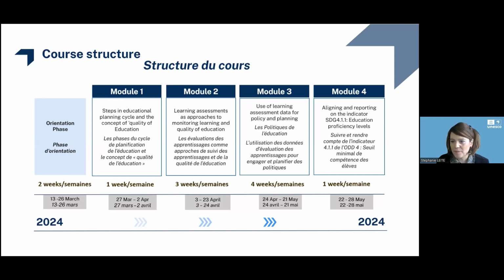So we'll give you an overview of the platform. We have 4 modules in this course. The first module involves looking at what are the steps in the education planning cycle and how to use the data. We're also going to talk about the notion of quality of education. What does quality mean? How do you measure quality? What are the quality indicators?